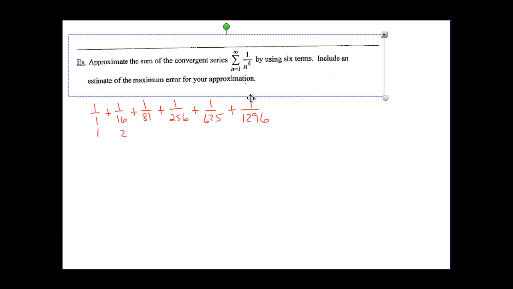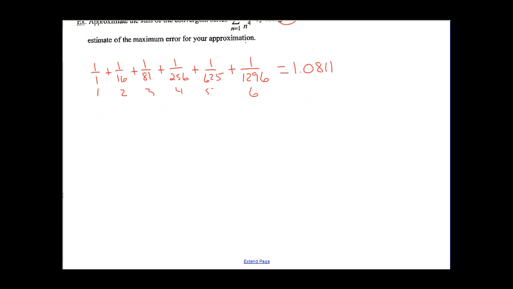So we have 1, 2, 3, 4, 5, the first 6 terms. Now we're going to use this to approximate the sum. So the estimate is 1.0811, and we are asked to find the maximum error.